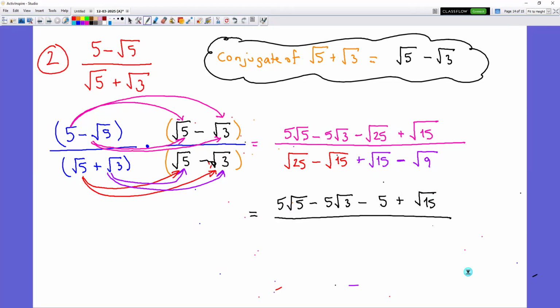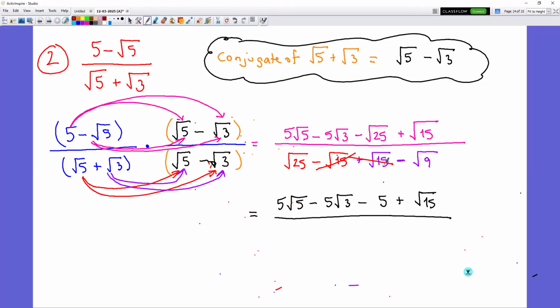Now, as far as the denominator is concerned, remember I told you that if you multiply an expression by its conjugate, then the middle terms are going to cancel each other out, and that's what has happened again. So we're going to cross out the negative square root of 15 and the positive square root of 15, and then let's simplify the rest of it.